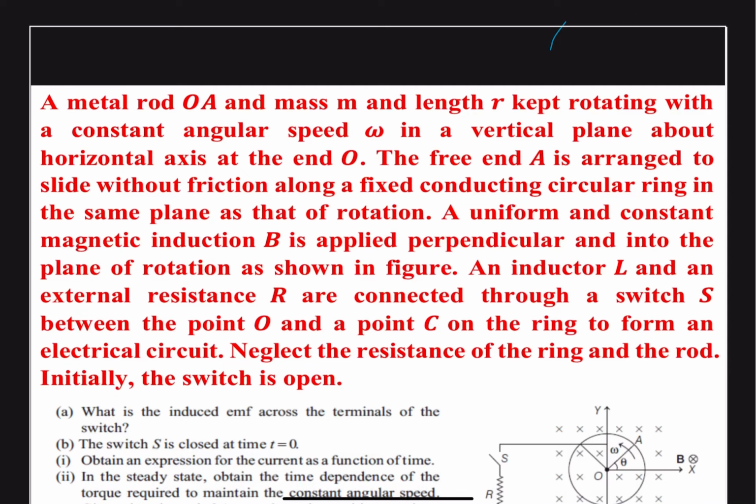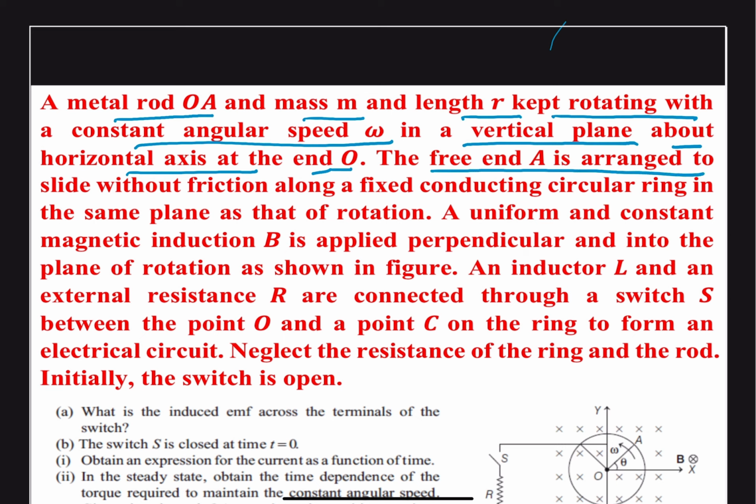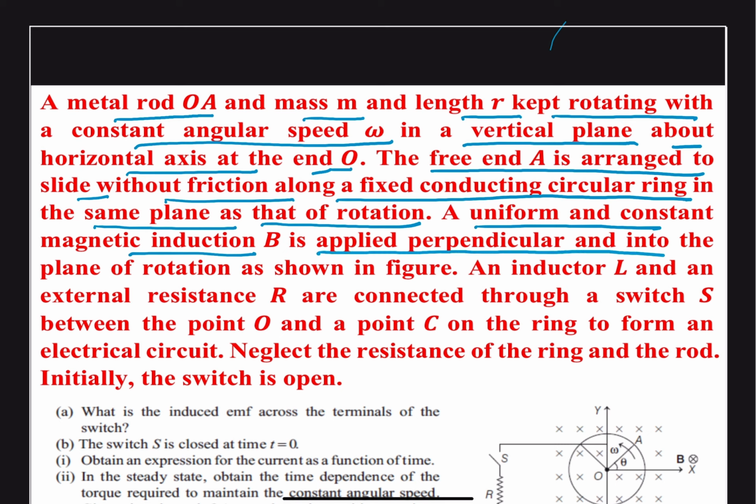Hello friends. So today we are going to solve a question which was asked in 1995. In this question, a metal rod OA, mass m and length r, is kept rotating with a constant angular speed omega in a vertical plane about a horizontal axis at the end O. The free end A is arranged to slide without friction along a fixed conducting circular ring in the same plane as that of rotation. A uniform and constant magnetic induction B is applied perpendicular and into the plane of rotation, as shown in the figure.